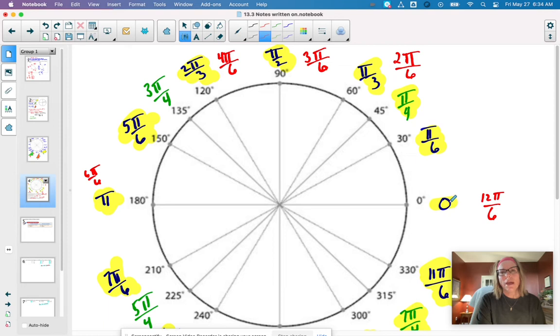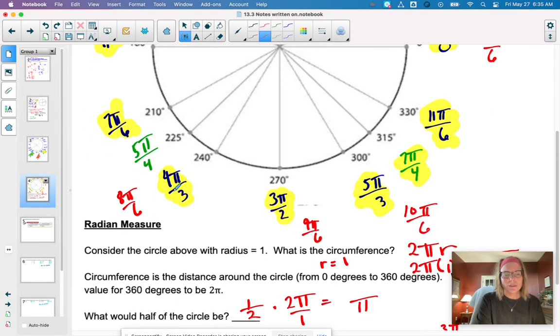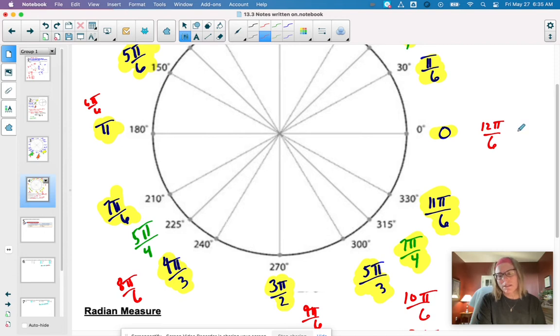So if you look at my blue colors here, what I'm doing is counting up by pi over 6. 1 pi over 6, 2 pi over 6, but that reduces to pi over 3, 3 pi over 6, which reduces to pi over 2. And I keep going. 4 pi over 6, and that reduces. 5 pi over 6, 6 pi over 6, 7 pi over 6, 8 pi over 6, 9 pi over 6, 10 pi over 6, 11 pi over 6, and 12 pi over 6.